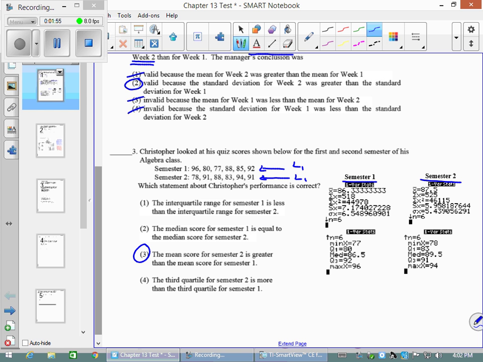Choice 3 said the mean score for semester 2 is greater than the mean score for semester 1. So if we look at the mean score, here's semester 2, 87.5, and that would be larger than the mean from semester 1, which is only 86.3 repeating. If you took a look at the other 3 choices and compared, they talk about interquartile range and median scores, and if you look at the data, all 3 of these are incorrect.